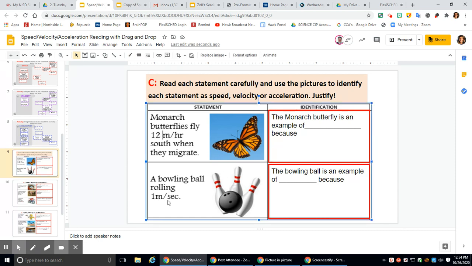A bowling ball rolling 1 meter per second. So here we're just having the speed of the bowling ball. So the bowling ball is an example of speed because the units are meters per second.